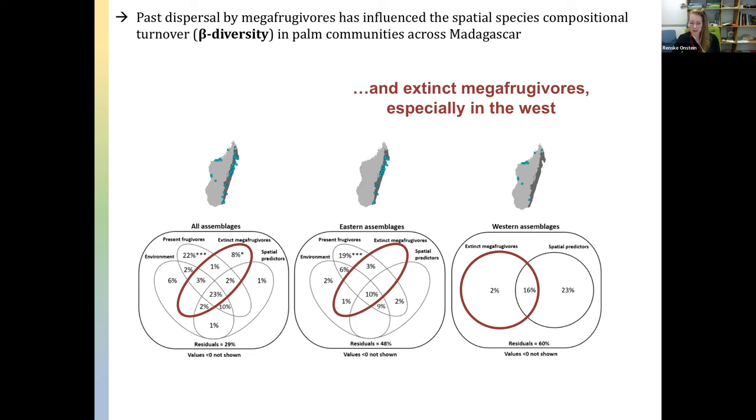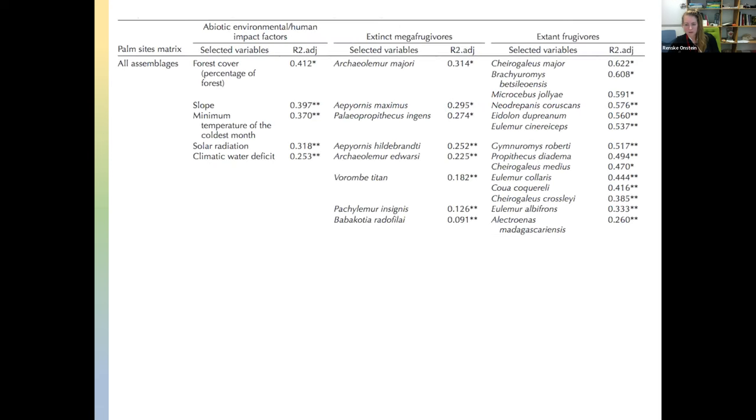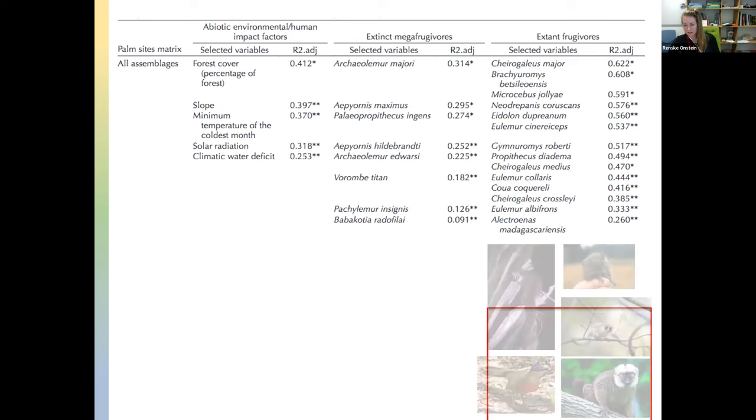This is especially the case in the West, where it's the only predictor besides the spatial predictors coming out as important for the turnover of palms. We can also look at which exact frugivores and variables explain this.